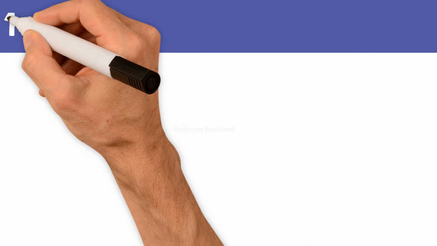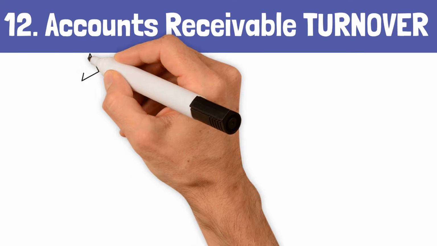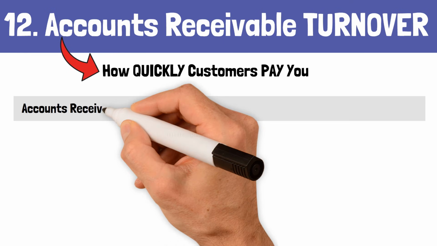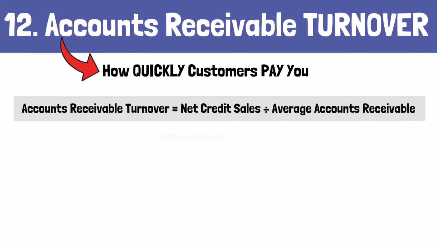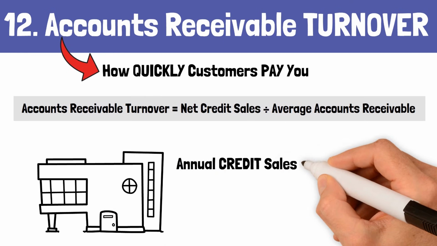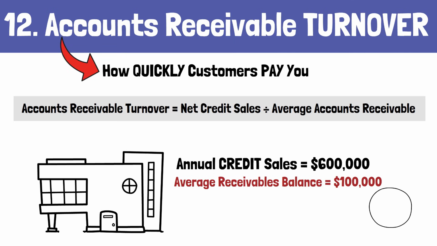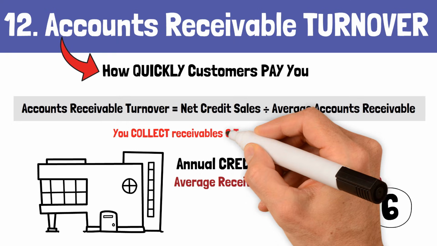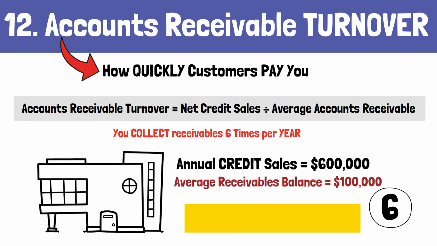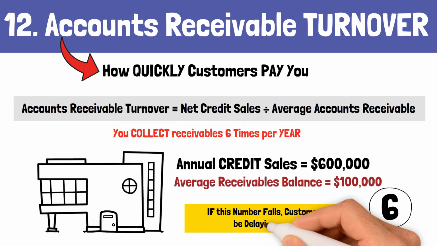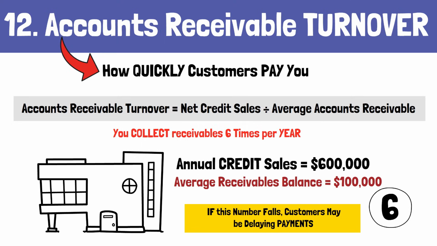Number 12. Accounts receivable turnover. This ratio measures how quickly customers pay you. The formula is total credit sales divided by average accounts receivable. Suppose your annual credit sales are $600,000 and your average receivables balance is $100,000. Divide $600,000 by $100,000 and you get 6. That means you collect receivables 6 times per year. Faster collections improve cash flow. If this number falls, customers may be delaying payments, which can quietly create serious cash flow pressure.